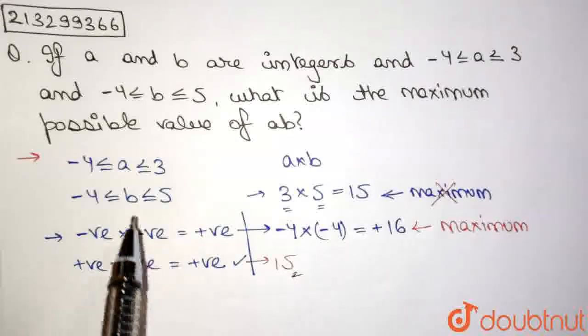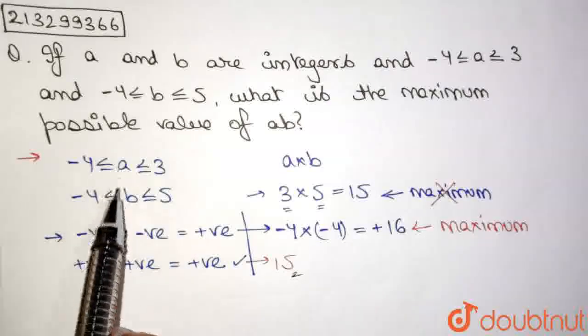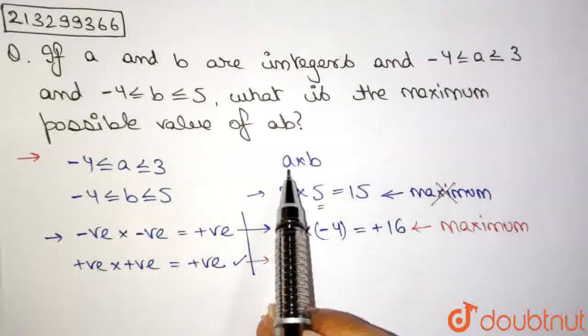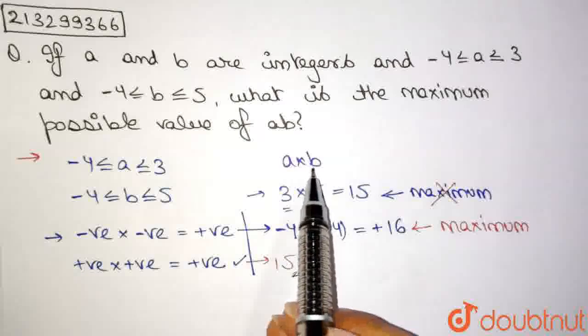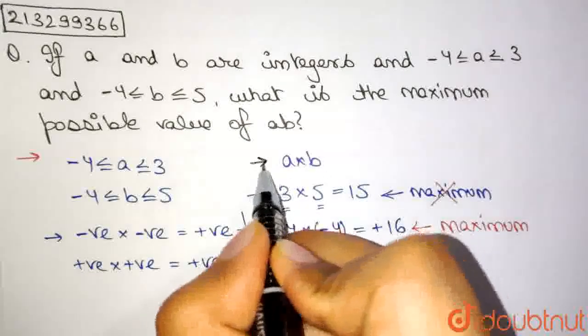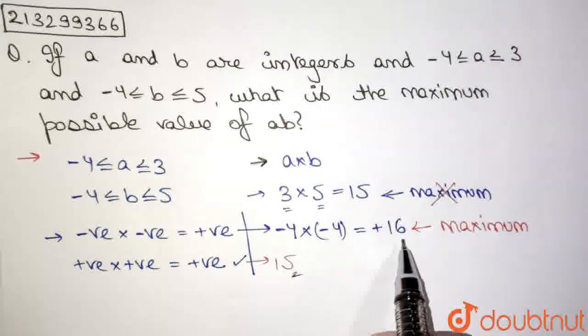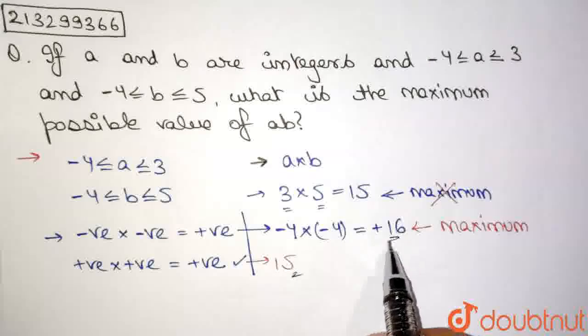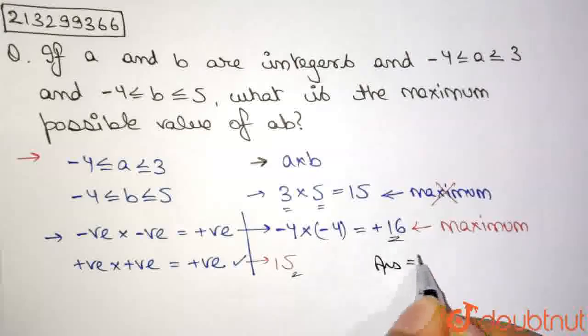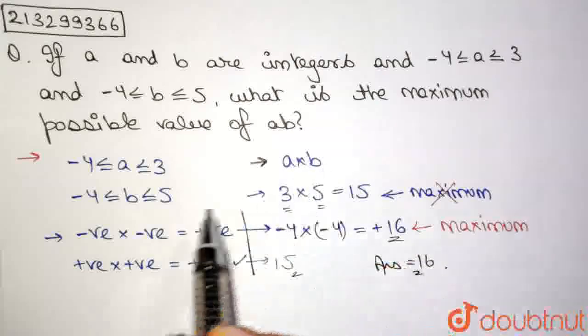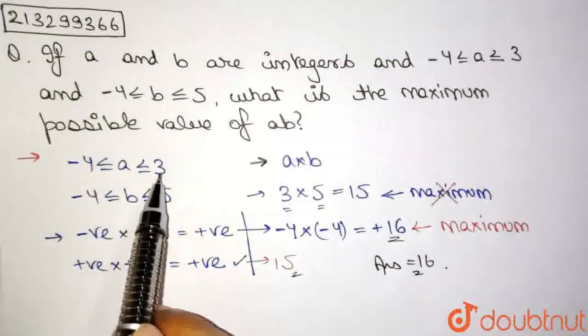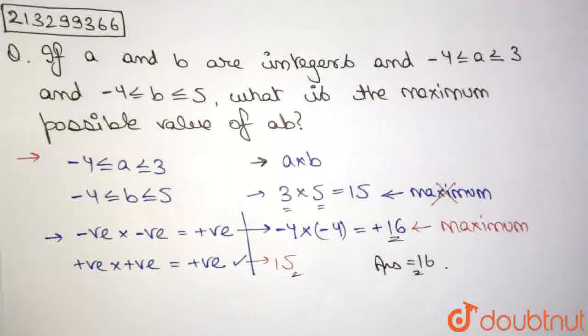So whenever there is a negative domain for the values of a and b, and we are asked to find the maximum value of a into b, we must check for the positive as well as the negative maximum that we can obtain. So the correct answer for this question is 16, which is the maximum value of a into b when the range of a is from -4 to 3 and for b is -4 to 5.